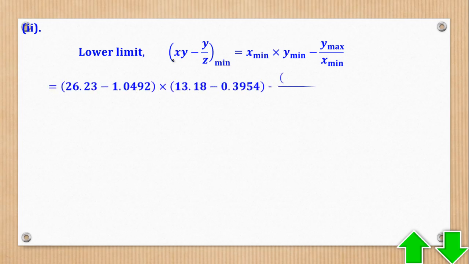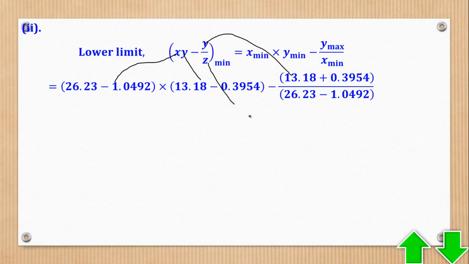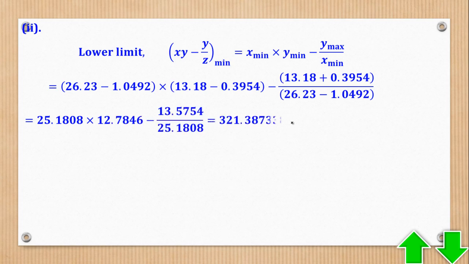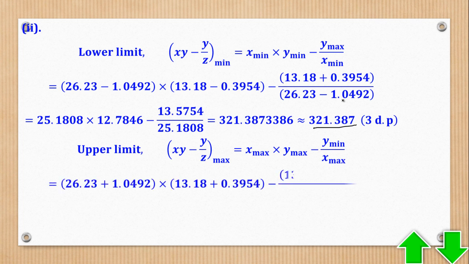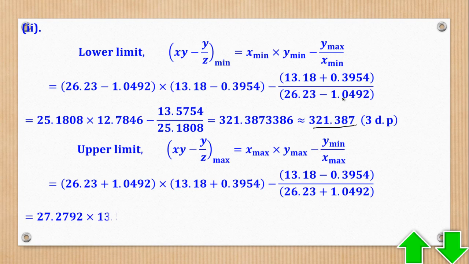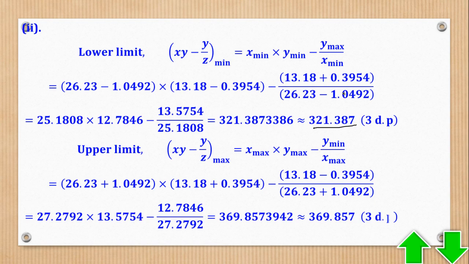So come and substitute minimum of this, maximum of this, minimum of that. Simplify to get the output, which is 3 decimal places. Then upper limit, also get the maximum. It is like the reverse. So substitute and simplify to get the output to 3 decimal places. And that's what they wanted.